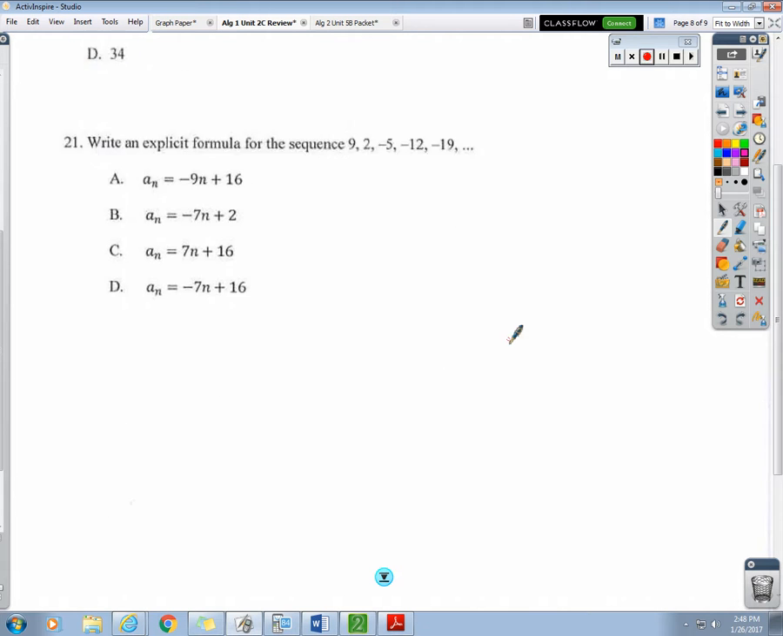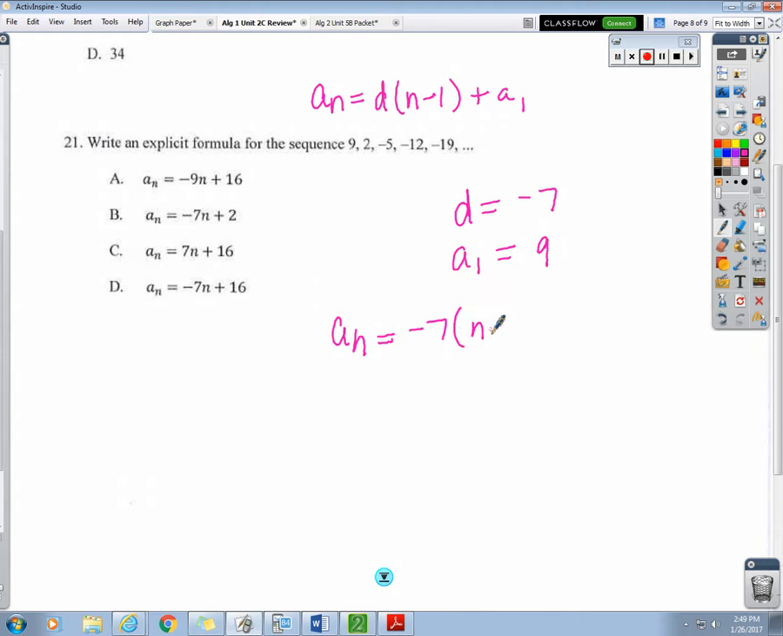Number 21. Write an explicit formula for this sequence. Well, to write the explicit formula, you have to know what two things? The A sub 1 and the D. What is the D this time? -7. They're all going down by 7, so the common difference is -7. What is the A sub 1? 9. So it'll be A sub n equals D, which is -7, times n minus 1 plus A sub 1, which is 9.